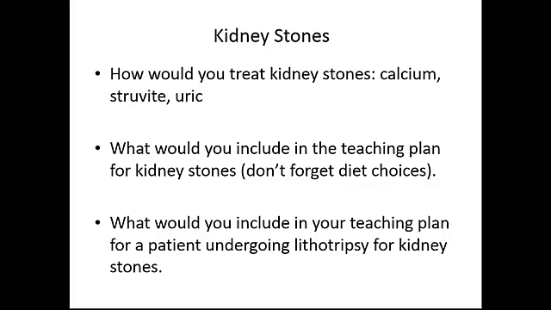Okay, the next section is on kidney stones. Kidney stones are of a different variety. They're simply a mass that forms from crystals that clump together, and it can be made up of calcium, which is the most common type of stone, uric acid stones, and of course struvite. The struvite stone occurs with urinary tract infections.